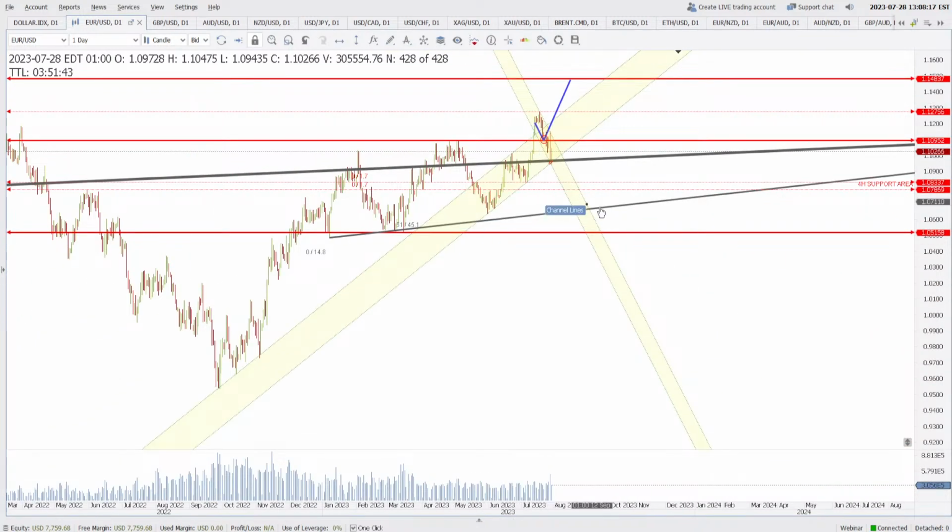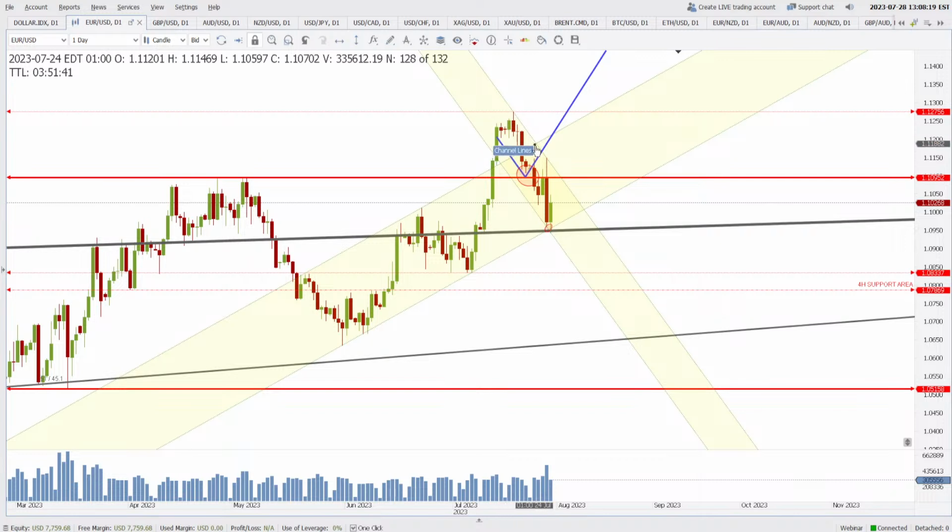Yes, it is a break and retest, but I need this channel to get cleared so that we can comfortably buy with the hope of 1.1275 area maybe. But right now I'm not buying this market because there's an upside resistance around 1.1095 area. On the downside, we have support at 1.0833 if the price breaks below. 1.1095 area is the resistance for the euro.